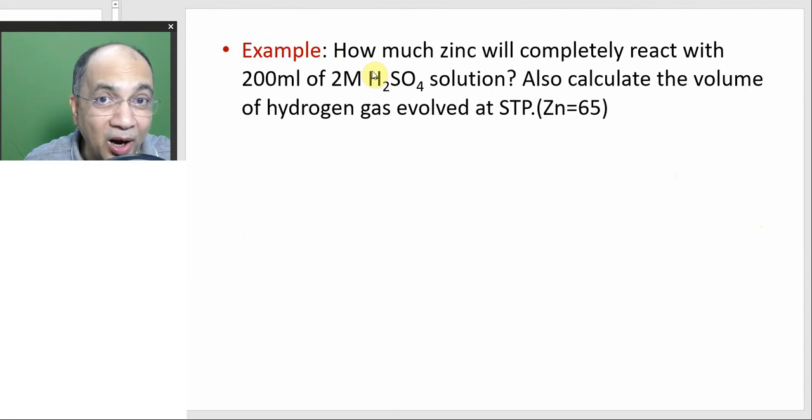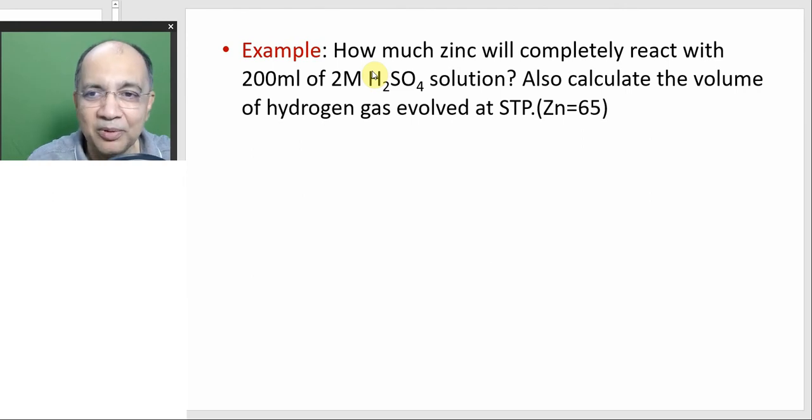Let's take an example of how we can use the molarity method to solve solutions to stoichiometry. So far, we had not used the solution of the reactant. Here we are using a solution of the reactant with a particular molarity concentration. We know it's very simple. The volume of the solution multiplied by the molarity of the solution will give you the amount, the number of moles or number of millimoles.